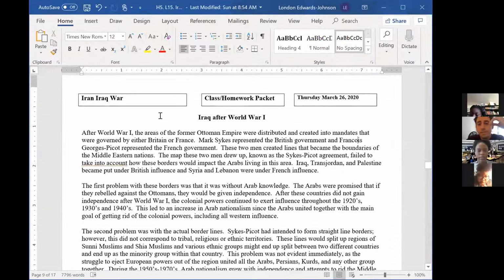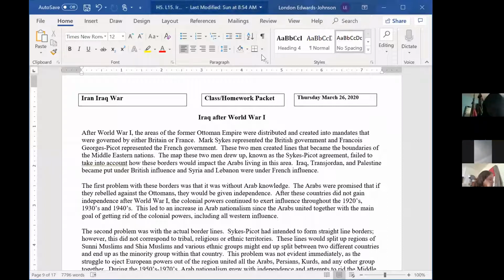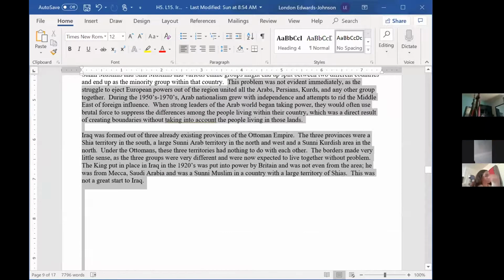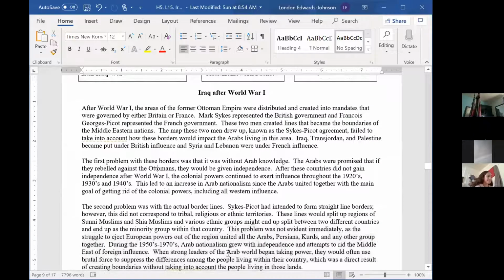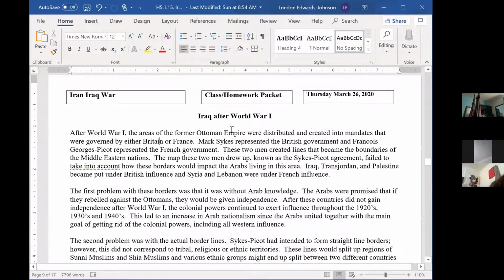After World War One, the areas of the former Ottoman Empire were distributed and created into mandates that were governed by either Britain or France. Mark Sykes represented the British government, and Francois George Picot represented the French government. These two men created lines that became the boundaries of the Middle Eastern nations. The map that these two men drew up, known as the Sykes-Picot Agreement, failed to take into account how these borders would impact the Arabs living in this area. Iraq, Transjordan, and Palestine were put under British influence, and Syria and Lebanon were under French influence.